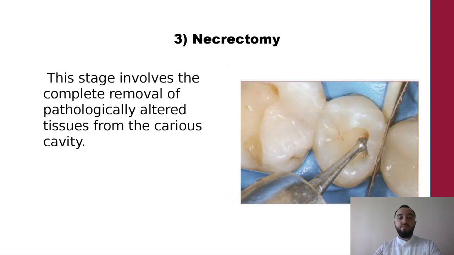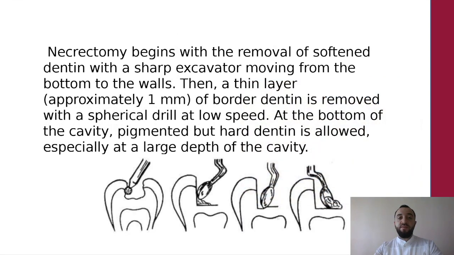3. Necrectomy. This stage involves the complete removal of pathologically altered tissue from the carious cavity. Necrectomy begins with the removal of softened dentin with a sharp excavator, moving from the bottom to the walls. Then a thin layer of border dentin is removed with a spherical drill at low speed. At the bottom of the cavity, pigmented but hard dentin is allowed, especially at large depths of the cavity.